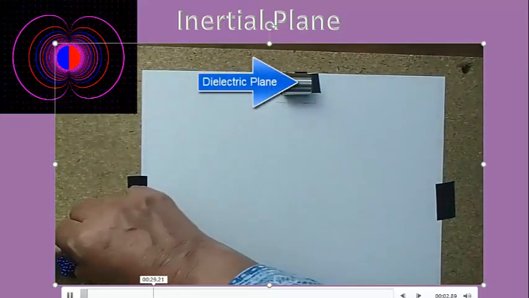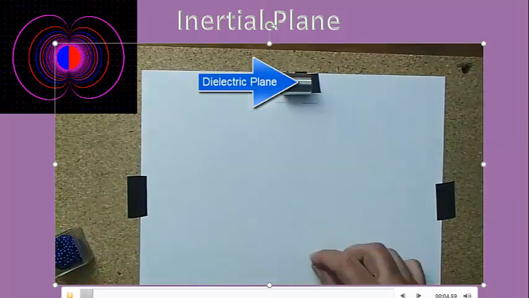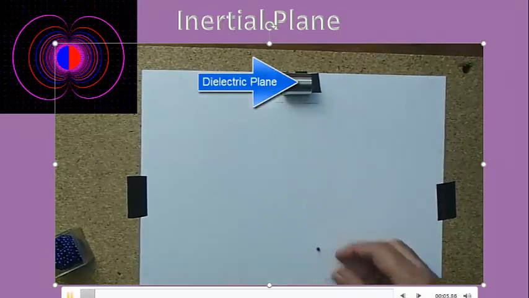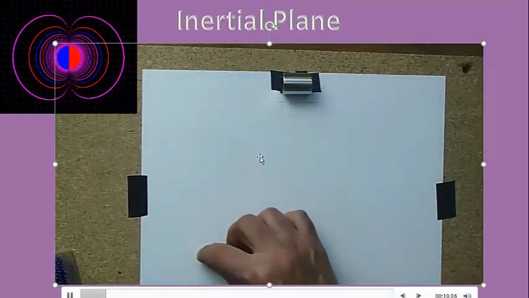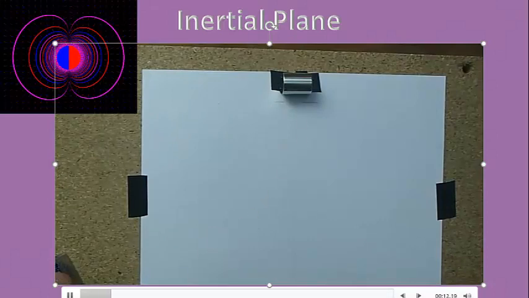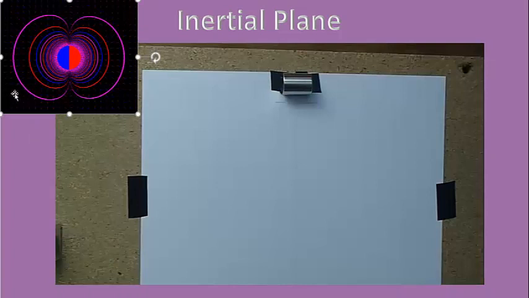So in this experiment, what I did was I placed the dielectric inertial plane this way. I turned the magnet so that, say, north is here and south is here. And now I am letting the small magnets move towards the big magnet. And as you can see, it always takes this curved path.